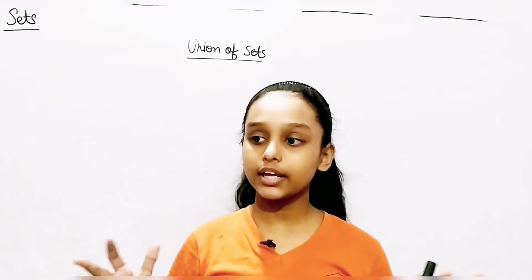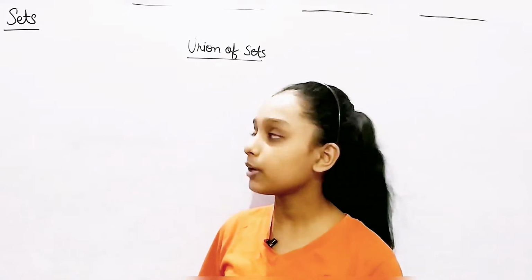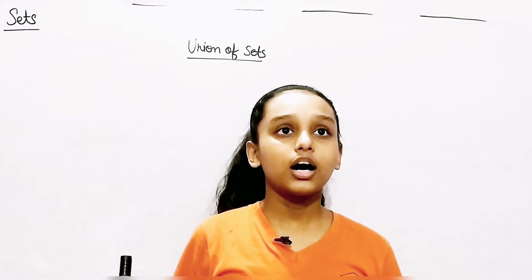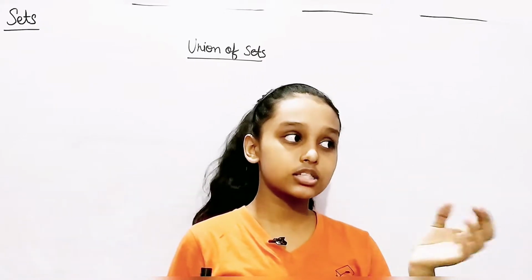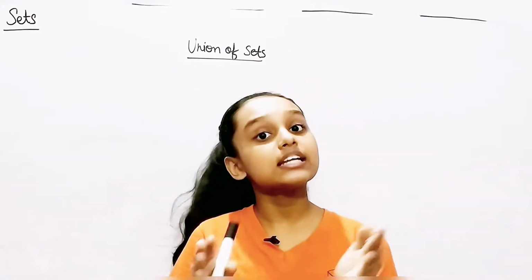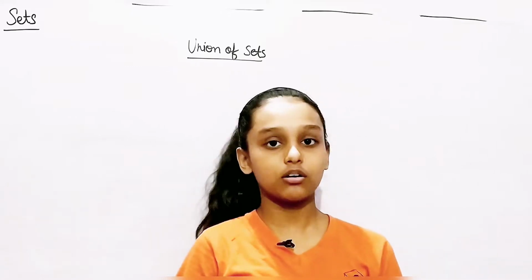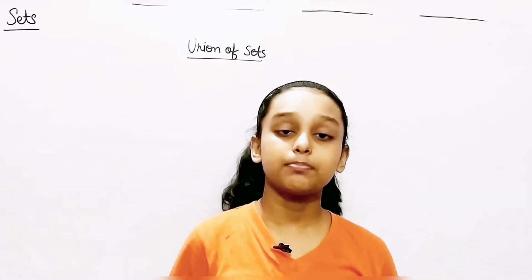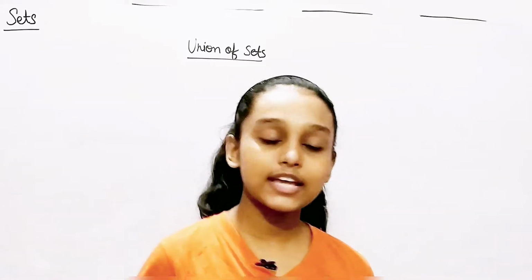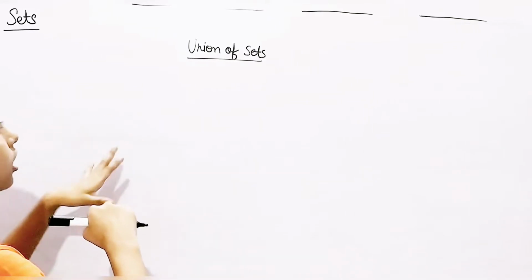You might be a little bit confused since I'm just saying it orally, so I'm going to write it on the board. But just before going to the example, I'd like to give a small definition for union of sets: a set containing all elements that are in set A or in set B is basically going to be the union of sets. I'm going to write that on the board, then we'll see the example.